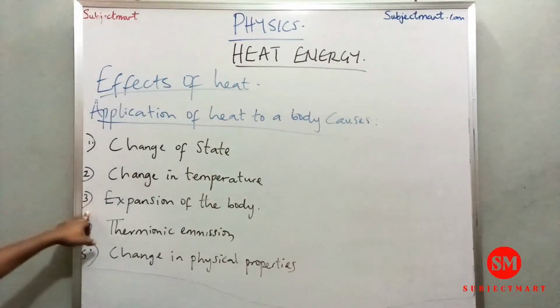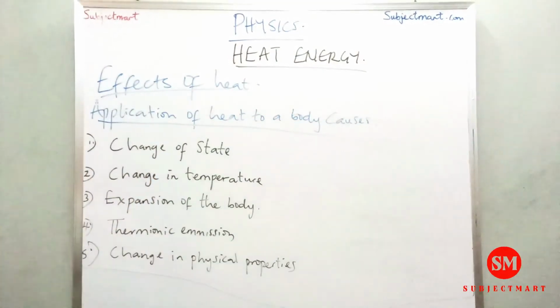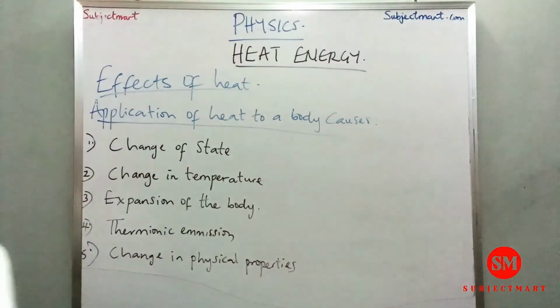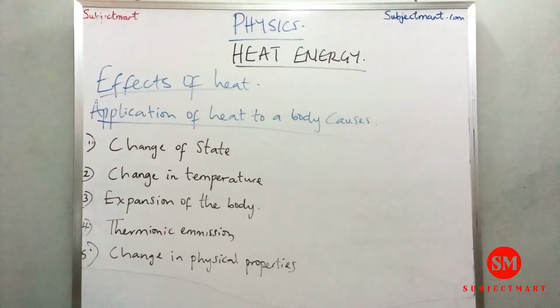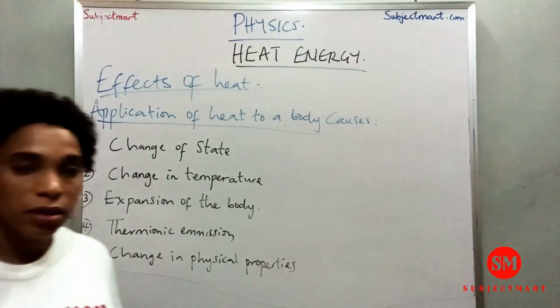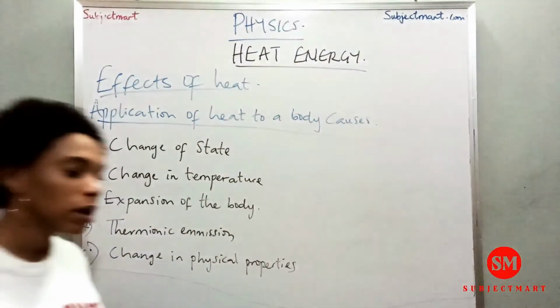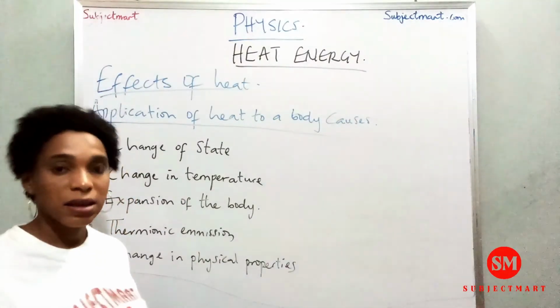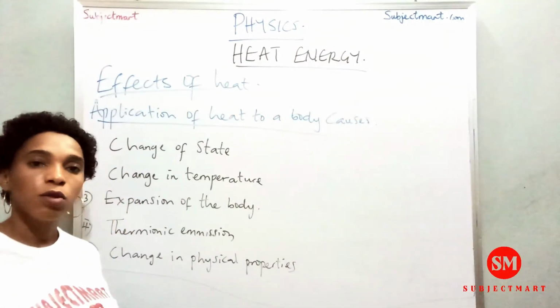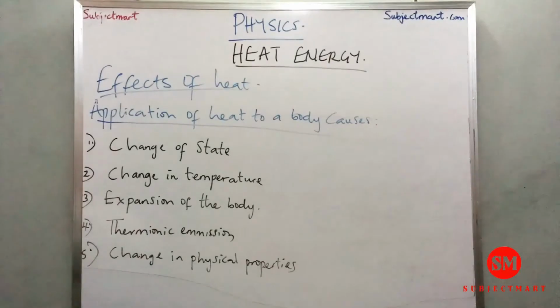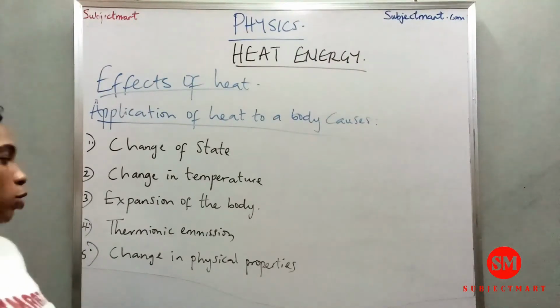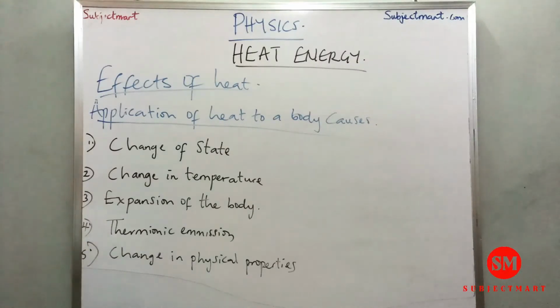The third application here is expansion of the body. Applying it to a body causes expansion, that's increase in length or diameter of the body. Another one is thermionic emission. Applying it to a body, especially metals, thermionic emission occurs in metals. What happens in this case? When a metallic surface is heated at a particular temperature, electrons escape from the surface of the metal. So that process is called thermionic emission.